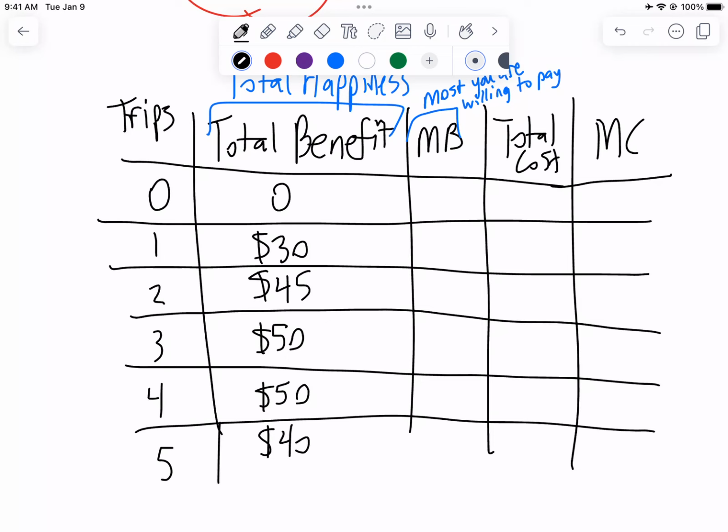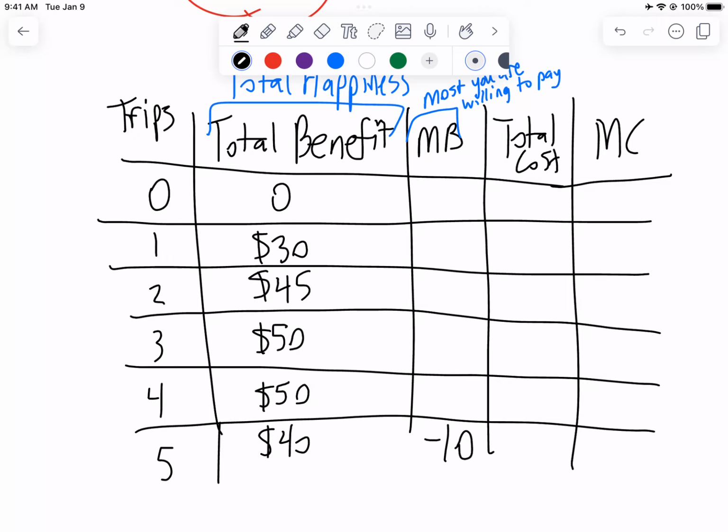Let's look at what happened with that fifth trip. On that fifth trip, we went from a total benefit of 50 to 40. All of a sudden, we started getting sick. We should not have done that fifth trip because now we have a negative marginal benefit, so negative 10.